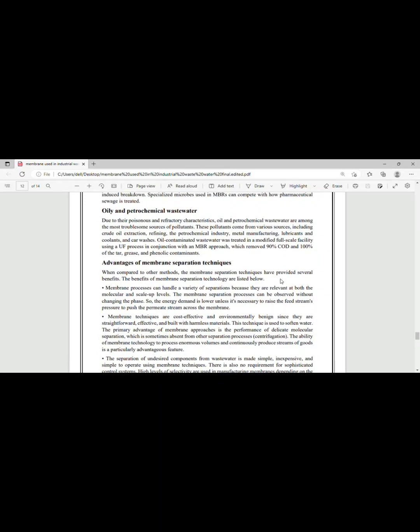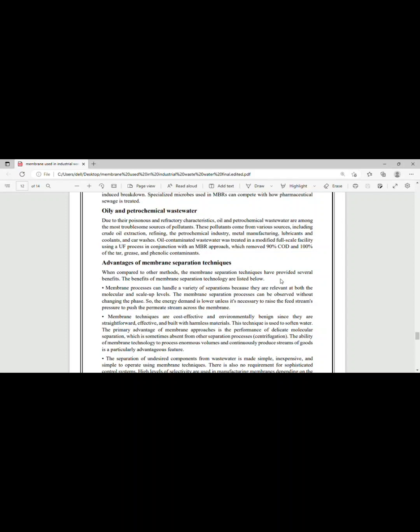Oily and petrochemical wastewater. Due to their poisonous and refractory characteristics, oil and petrochemical wastewater are among the most troublesome sources of pollutants. These pollutants come from various sources including crude oil extraction, refining, the petrochemical industry, metal manufacturing, lubricants, coolants, and car wash.